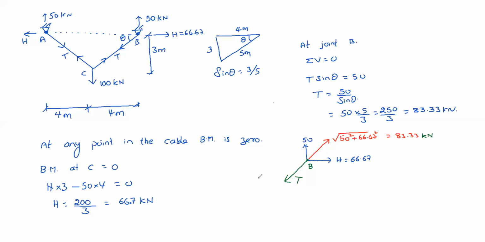And lastly, what is the length of the cable here? Length of cable equal to, see, two parts are there. 3 and 4 means 5 is each part. Length equals AC plus BC. AC is 5, BC is 5. It is 10 meters. That is the length of the cable. It is a very simple problem. Then I will proceed.